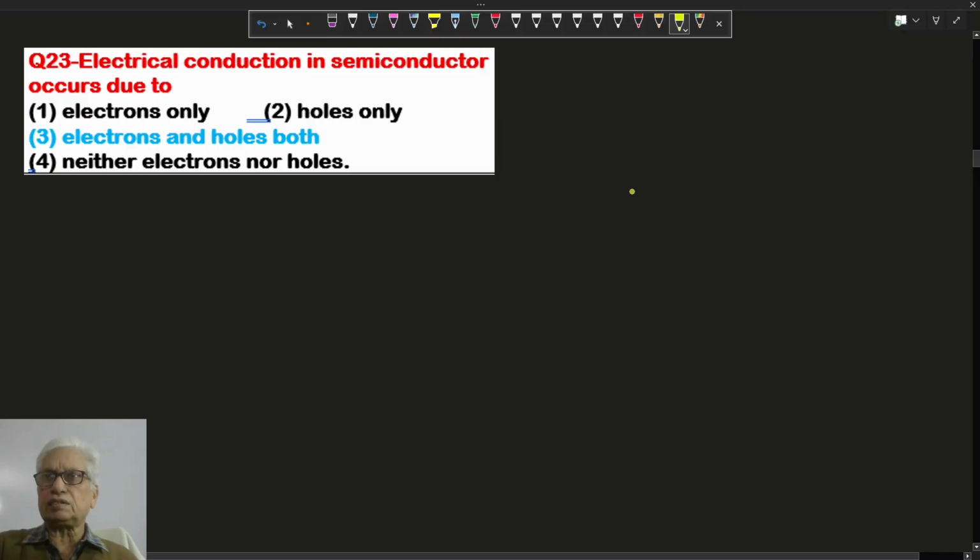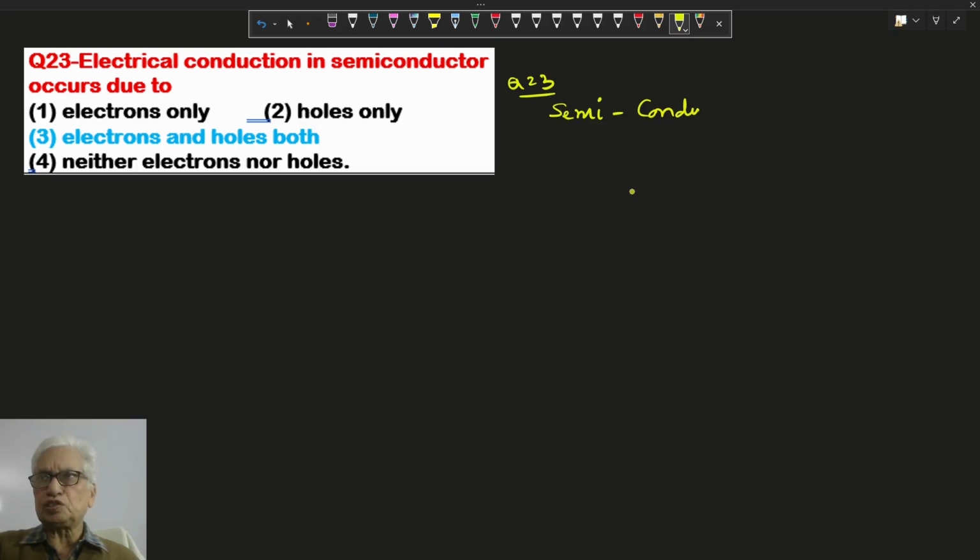In a conductor, conduction is because of electrons only, but in a semiconductor, conduction is due to both holes as well as electrons. So the option is correct because electrons and holes both are responsible for the current conductivity.